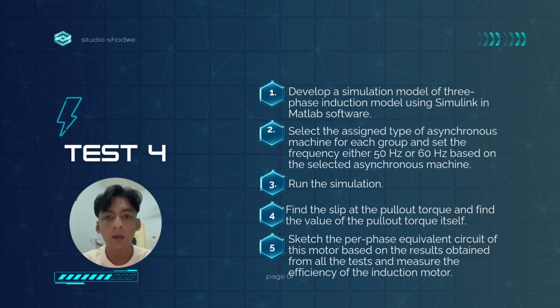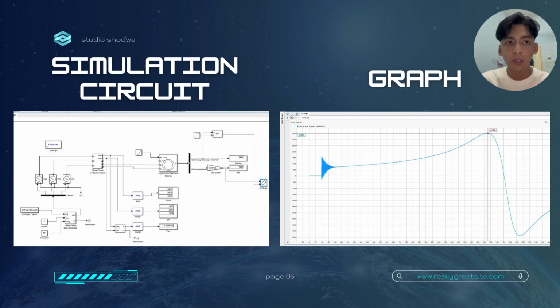First of all, I want to develop the circuit, and then I want to add the graph behind the circuit. Then I select the frequency. Malaysia's frequency is given, and I am group 7, so I use that frequency and then I run this circuit.